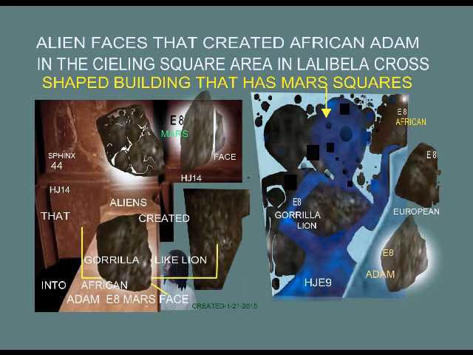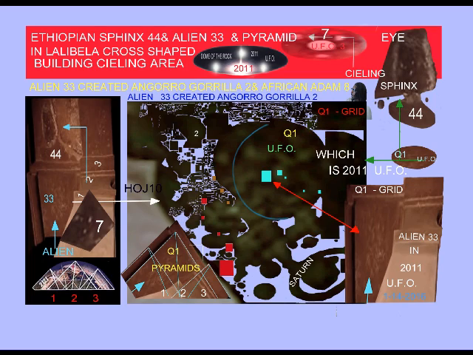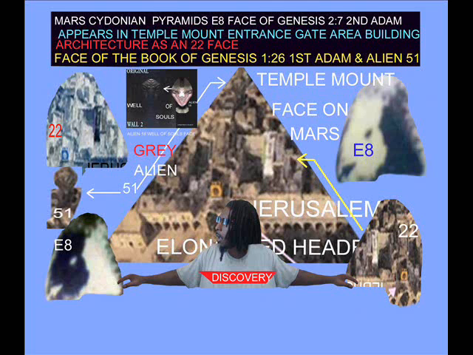Okay. When we look at the European face, now this is where we come full circle to the origin of Adam in the 400-year-old mistranslated King James Bible, being connected to the Angora gorilla, and then it was created into African Adam. So in the 400-year-old mistranslated King James Bible, all of the animals was created first in the Garden of Eden.